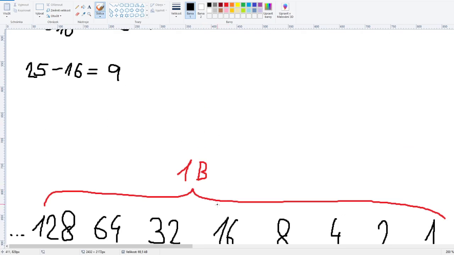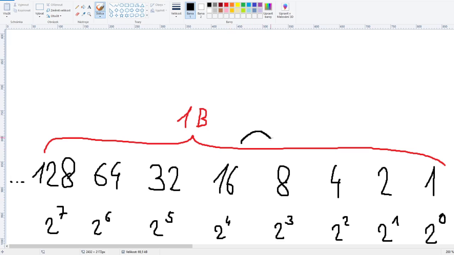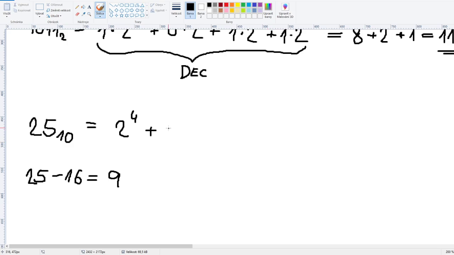So 16, no, 9 minus 16 is too much. So let's go just 1 below. 8. 9 minus 8. Yes, that's positive, or at least not negative. It's a 1. So 9 minus 8 is a 1. And we use this 8.